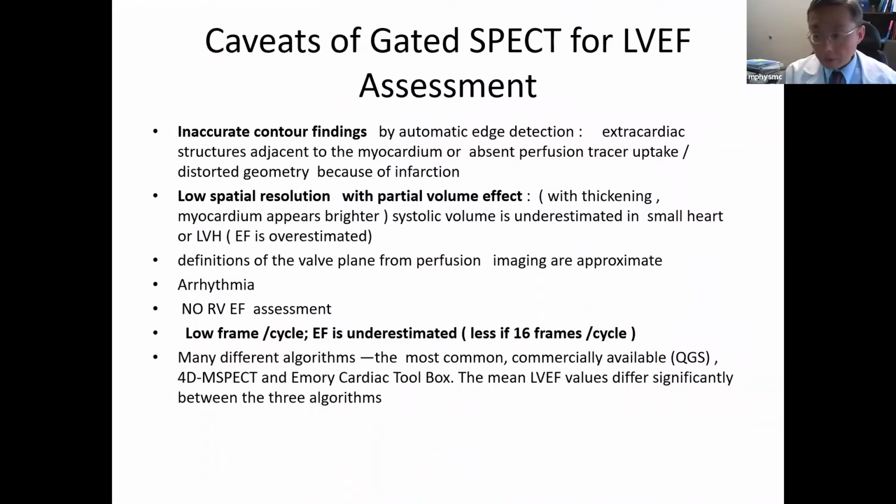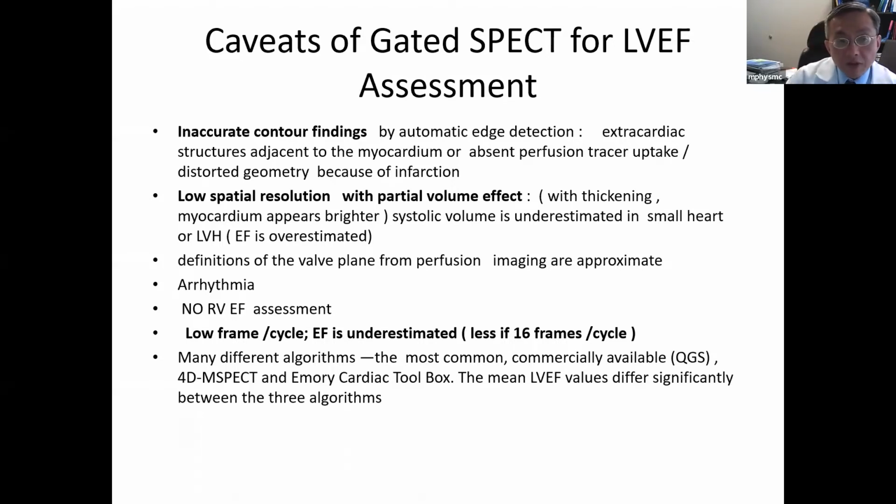What are the main caveats? What are the main problems? Obviously, the automatic edge detection system could fail when you have a lot of uptake outside the myocardium, or when you have no counts in the myocardium. Without counts in the myocardium, it's hard to generate a border, and that could distort the geometry, for instance, with a huge apical infarct with a large aneurysm. And obviously, we all know that it has very low spatial resolution. We're talking about 1.1 to 1.5 centimeters. And that's obviously prone to partial volume effect.